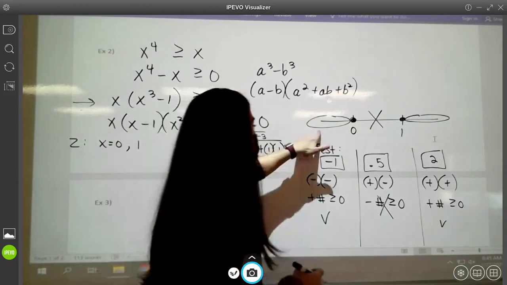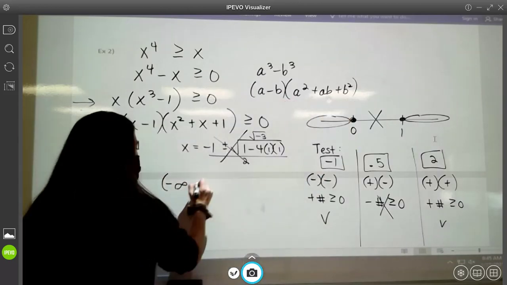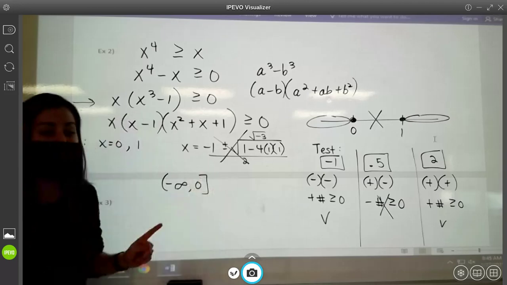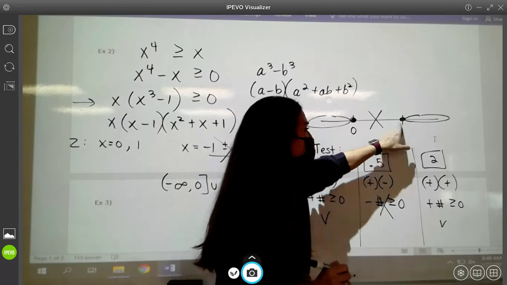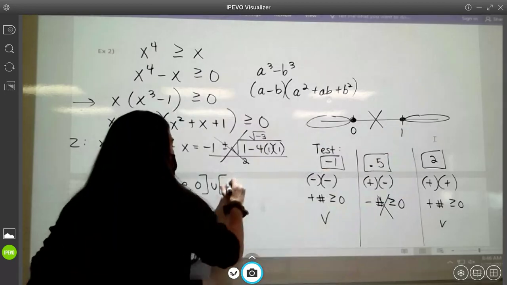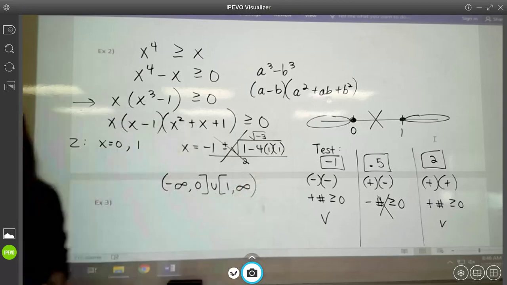So now our solutions are going to be negative infinity to 0, including 0 though, so make sure you use brackets. Union, these are all bad guys. I'm going to pick back up at 1, including 1, and then I'm going to shoot off to infinity. And then we're good.